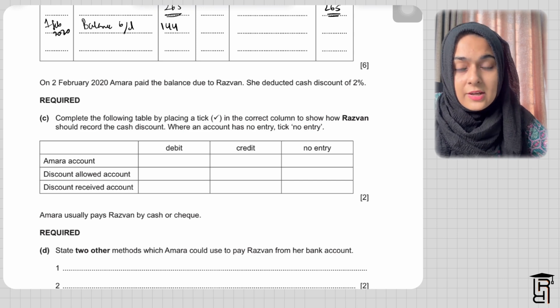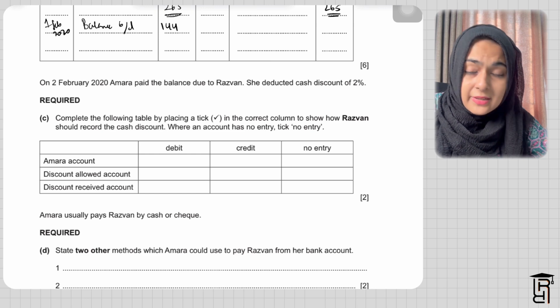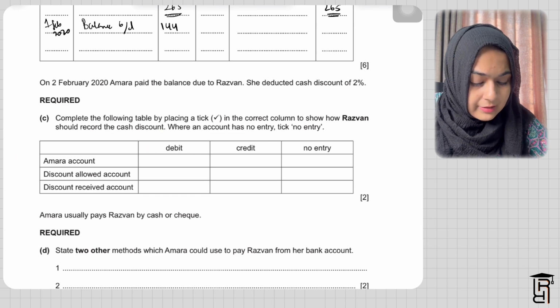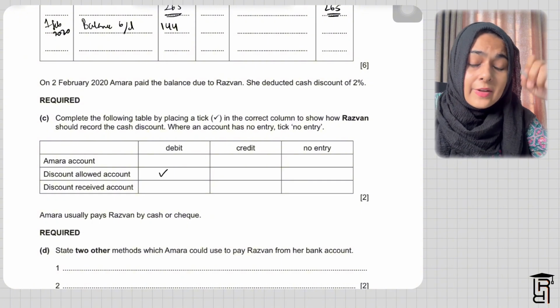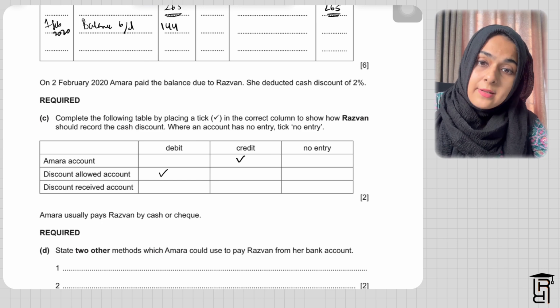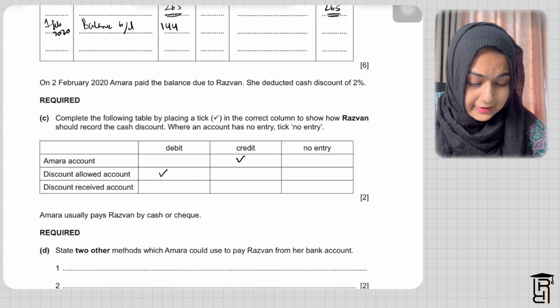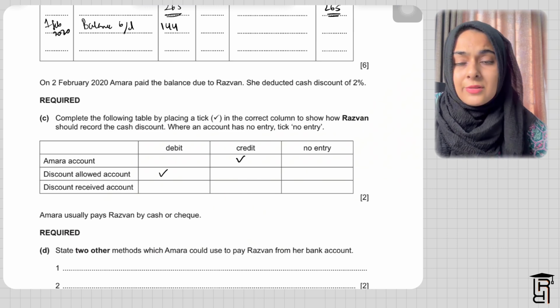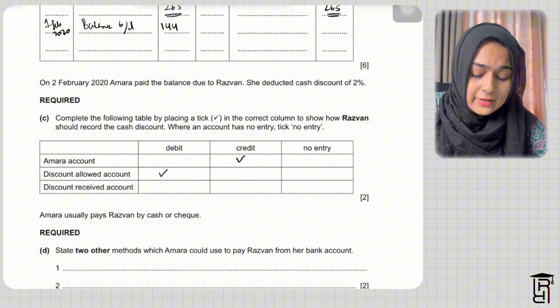For Razvan, this cash discount is the discount allowed. Discount allowed is an expense. So you will debit the discount allowed account and you will credit the account of Amara, because when Amara is paying, Razvan is giving her a discount. So discount allowed will be debited, Amara's account will be credited, and Amara's account will reduce because of the discount. There will be no entry in the discount received account because Razvan is not receiving a discount in this case. Razvan is giving a discount to Amara.